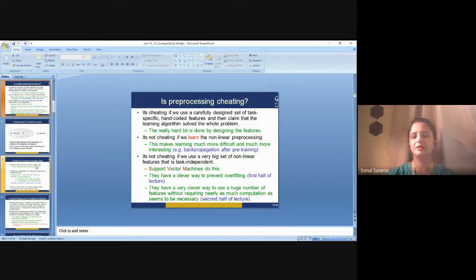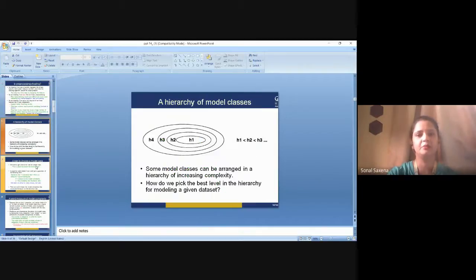Now, this makes learning much more difficult, and it makes it much more interesting as well, like the backpropagation algorithm used in ML. Even if we use a very big set of non-linear features that is task independent, support vector machines can be used in this case. They can be very helpful. Support vector machines have a very clever way of preventing the overfitting problem as well. So this is what we can do using the SVM model.